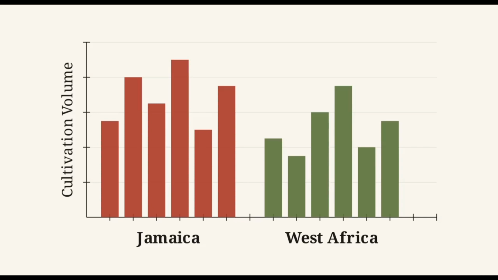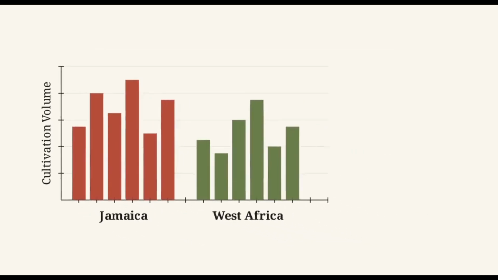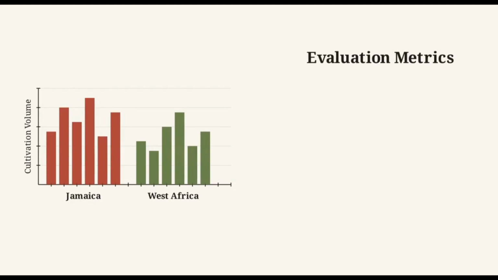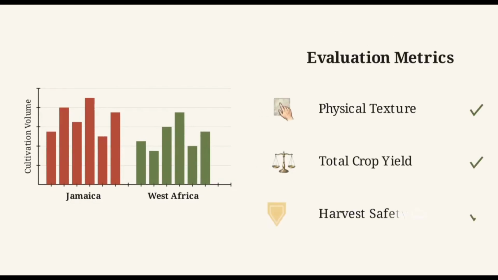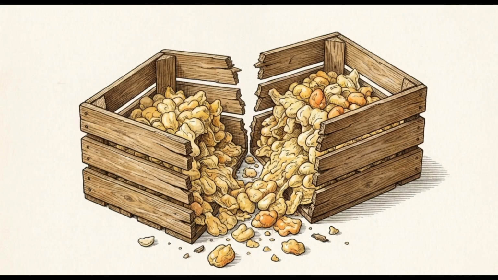Choosing among them requires balancing 3 specific variables: physical texture, total crop yield, and harvest safety constraints. Selecting the incorrect variety for your operation directly threatens commercial viability and supply chain safety.